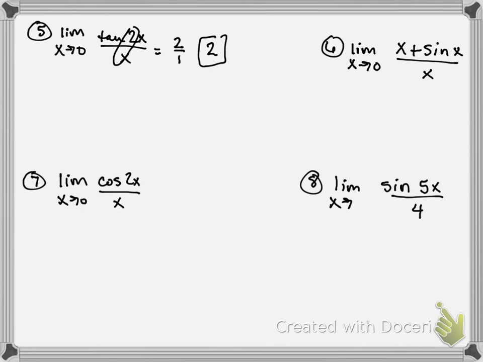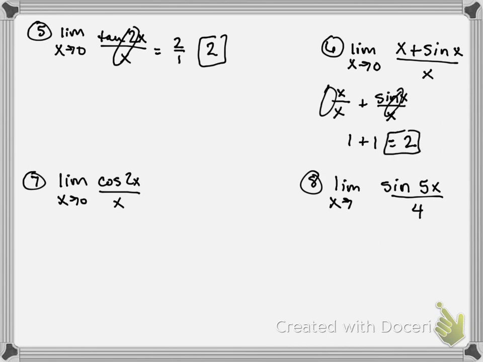Number 6, we need to split up. So this is x over x, okay, plus sine of x over x. So what we do is we look at the coefficients of these. So 1 over 1 and 1 over 1. So this ends up being 1 plus 1, which is 2.